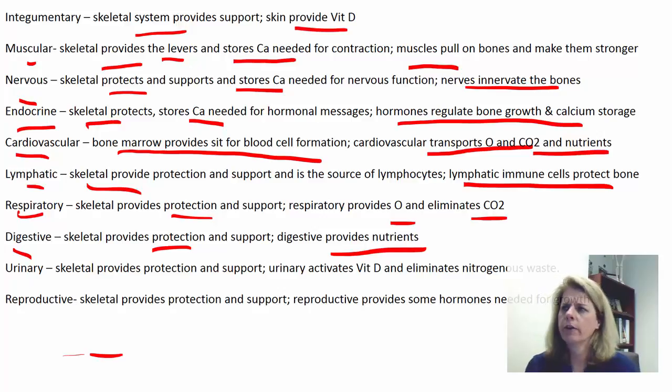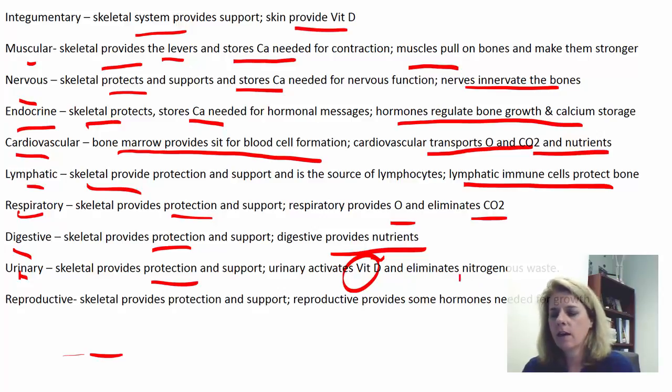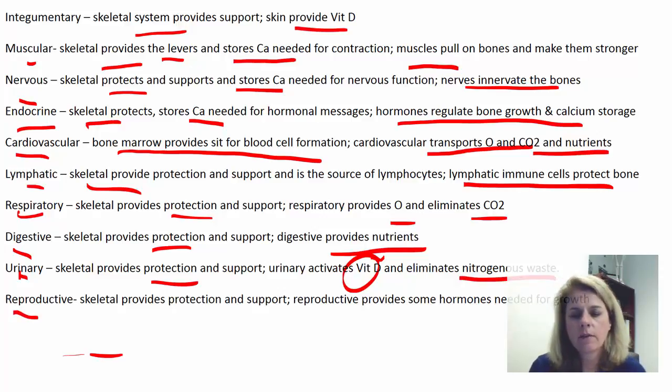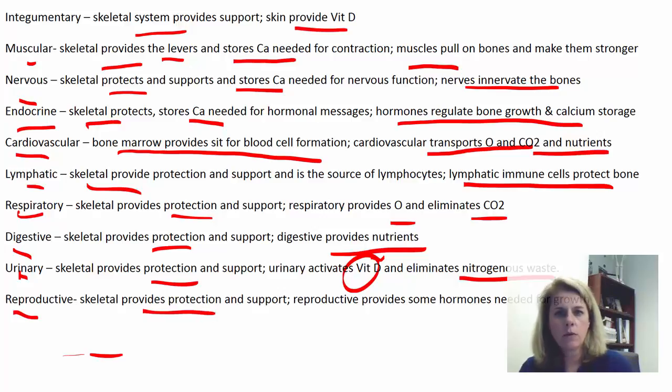Urinary, you're like, how does that tie in? Well, the skeleton supports and protects the kidneys and the urinary system. But in your urinary system, the last step, vitamin D is activated in the kidney. So we have to have the kidney in order to have a usable form of vitamin D. And it gets rid of nitrogenous waste products for us. Reproductive, again, the skeleton provides protection and support for the reproductive system. The reproductive system gives us those hormones, estrogen and testosterone, that play a role in masculinizing and feminizing the skeleton.